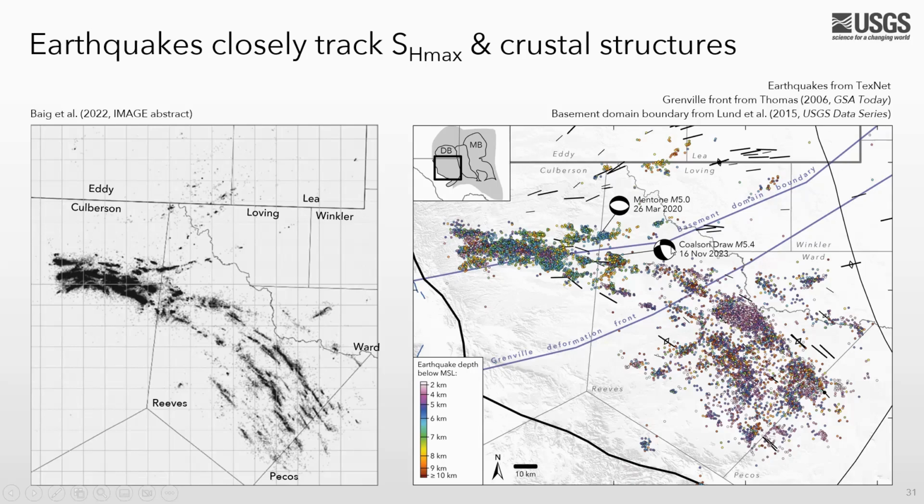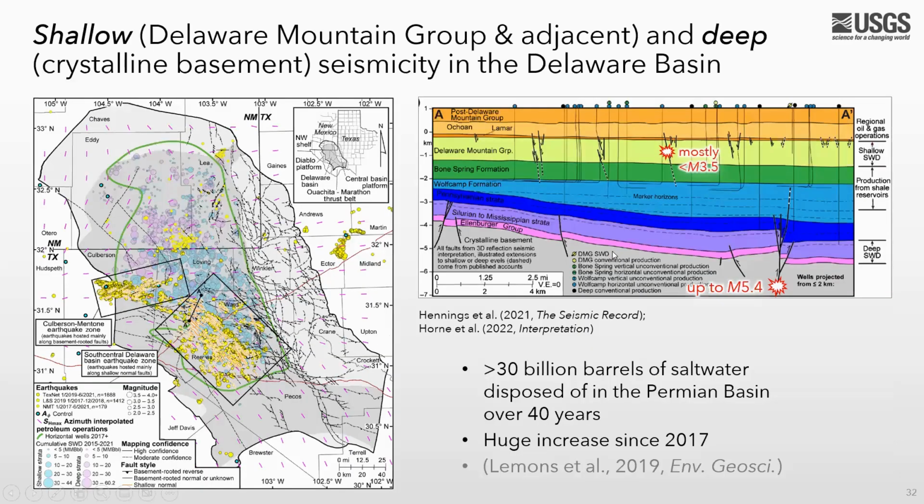The events in the Culberson Mentone seismic area here to the northwest tend to be deeper. There's a wide range of depths represented, but they're a lot deeper than the ones here for the most part in the southern part of the Delaware Basin. So we'll look at that in a minute. Also, the 2020 Mentone event, magnitude 5, and the recent Colson Draw event, which we'll look at in a second, is right there.